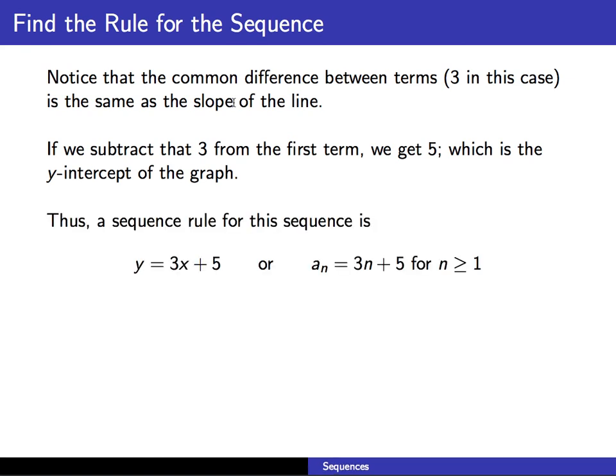So our sequence rule is going to be pretty much like the linear function y equals 3x plus 5. It's just we're going to have a sub n equals 3n plus 5 for values of n that are 1 or higher. We can check that by plugging a 1 in for n. 3 times 1 plus 5 gives us 8. Then when n equals 2, 3 times 2 plus 5 gives us 11. So we do generate the terms of those sequences.